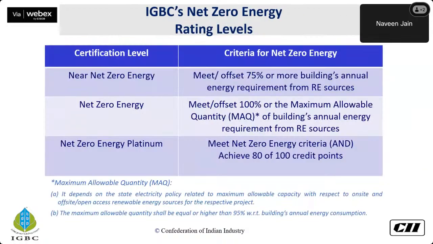So these are the 3 rating levels we have. One is near net zero, where 75% of the building requirement should come through RE sources. Second is net zero, where 100% of the energy should come through RE. And net zero platinum is not only about meeting the renewable energy requirement, it also talks about achieving 80 credit points. That means out of 75, if you're achieving the highest 70 plus and the balance 11 or 12 from the RE, then you can achieve this net zero energy platinum. That means the focus here is more on energy efficiency.